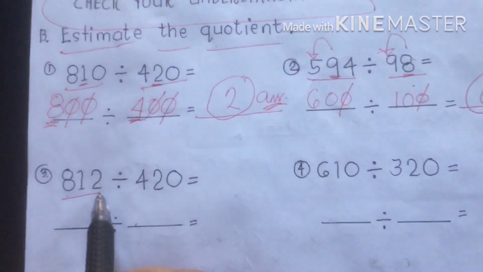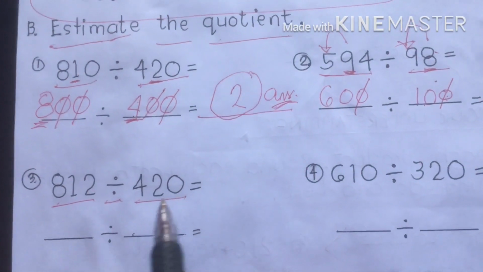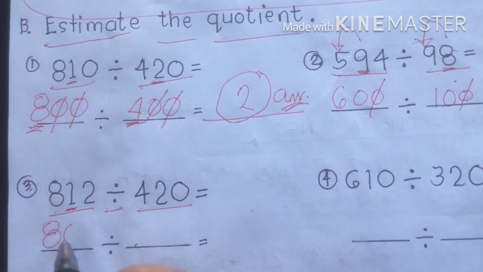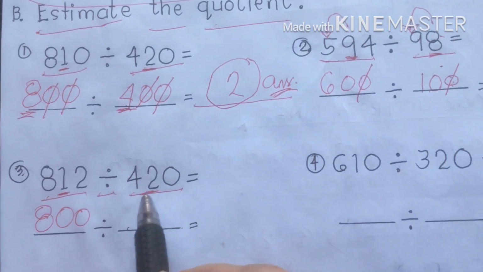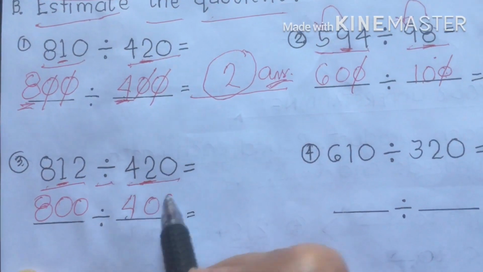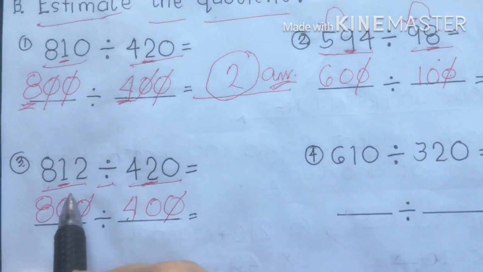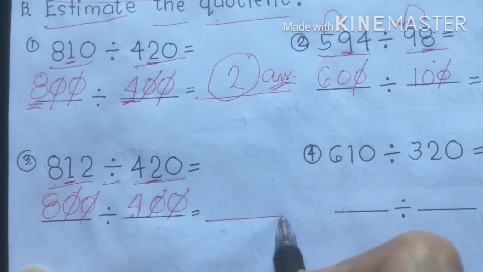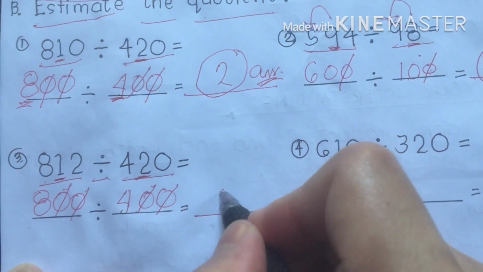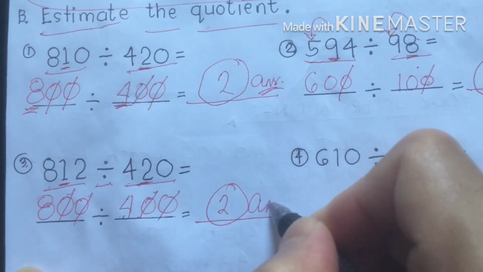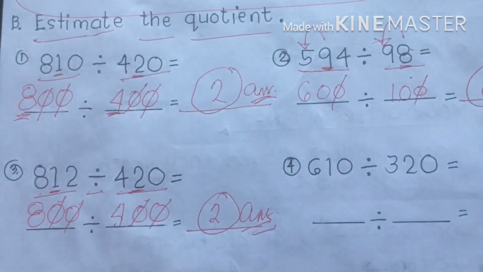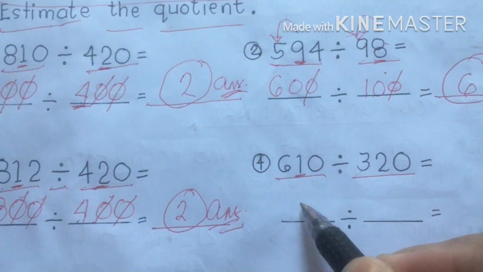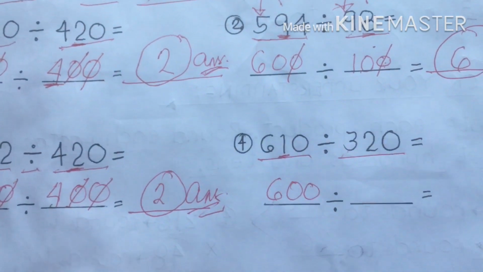Next, 812 divide 420. We're going to estimate first. Since 1 is rounding down, we're going to write here 800. 2 is rounding down, so this one is still 400. Cross it out, my dear students. Cross it out, cross it out. So here, 8 divide 4, still our answer is 2.